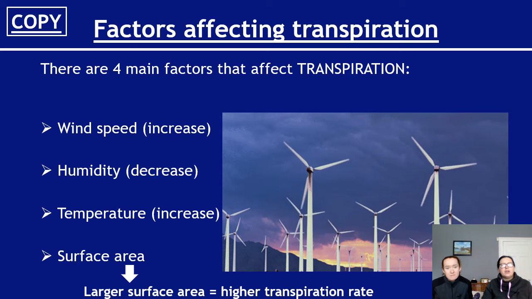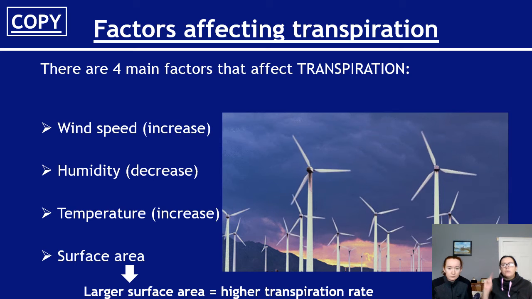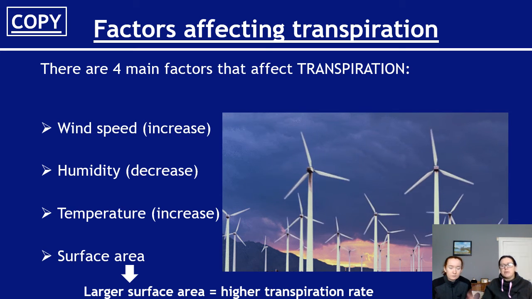Okay, now you need to know about factors that affect the rate of transpiration. So this transpiration, basically, is more water getting sucked up through the plant or is less water getting sucked up through the plant? Now there are 4 main factors that do this. Wind speed, so an increase in wind speed will affect transpiration. Humidity, temperature, and also surface area, basically, or number of stomata actually. More stomata will mean more transpiration.